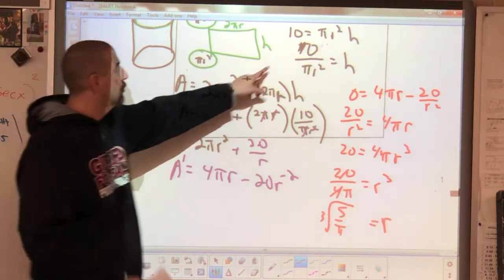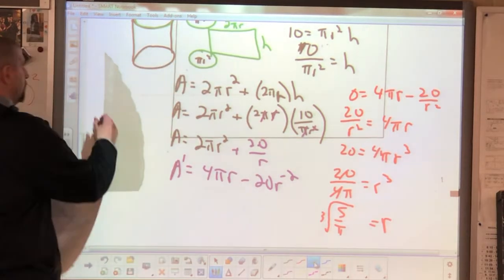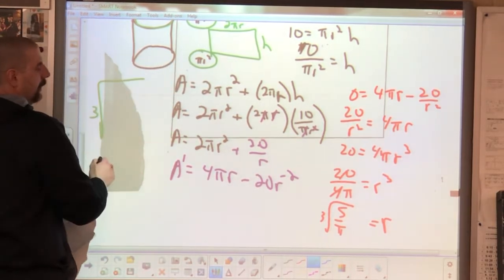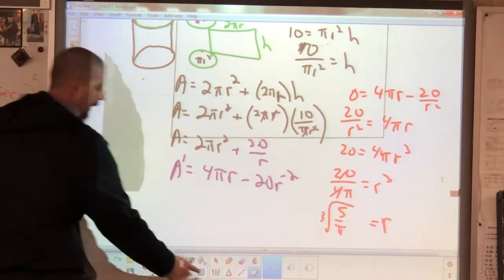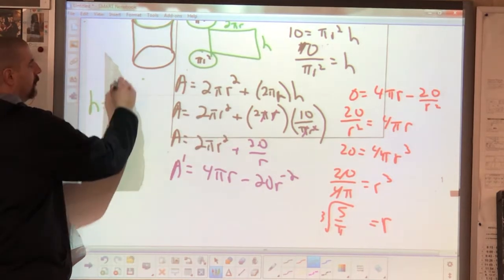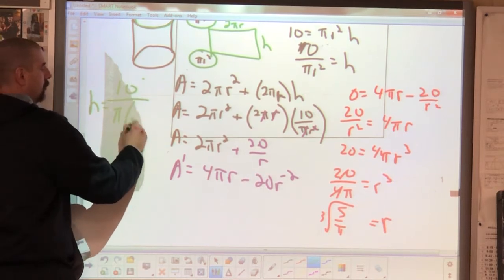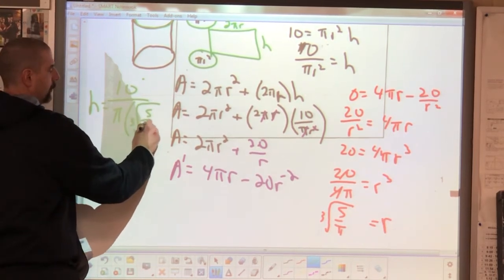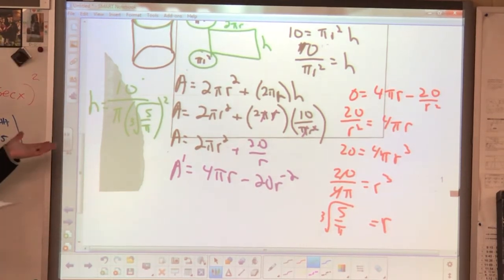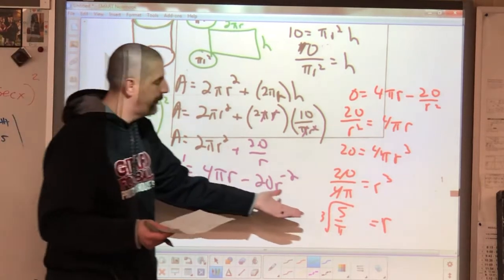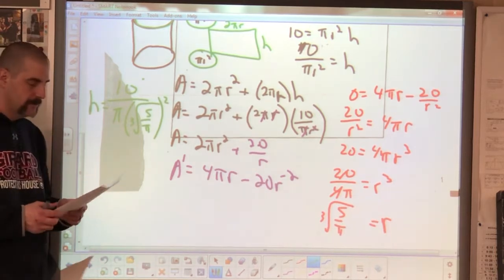So we know h is 10 over pi r squared. So this is, again, an algebra nightmare, but we've got to do it. So h equals 10 over pi times the cube root of 5 over pi squared. Now again, I would just leave it as that. There's no reason to simplify it. If this was on the final, it would be multiple choice, so you could figure it out from there, but I don't think this would be on the final, too difficult.